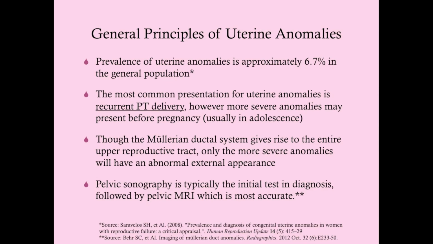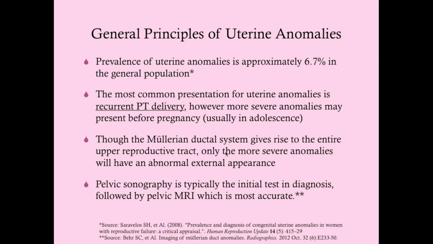So, some general principles of uterine anomalies. The prevalence is about 6.7% in the general population, and the most common presenting symptom for uterine anomalies is recurrent preterm delivery, as we saw in this patient. There are some other ways this can present if they're more severe anomalies, and we're going to talk about those. They can present as early as adolescence. You don't even need to get pregnant. You can show up with issues with your period or with other problems like that.